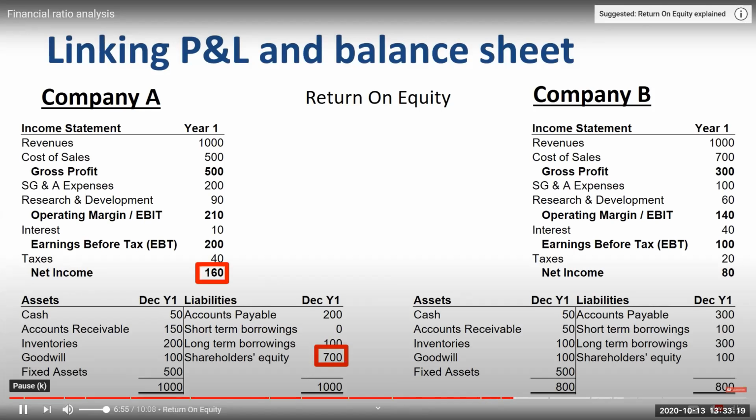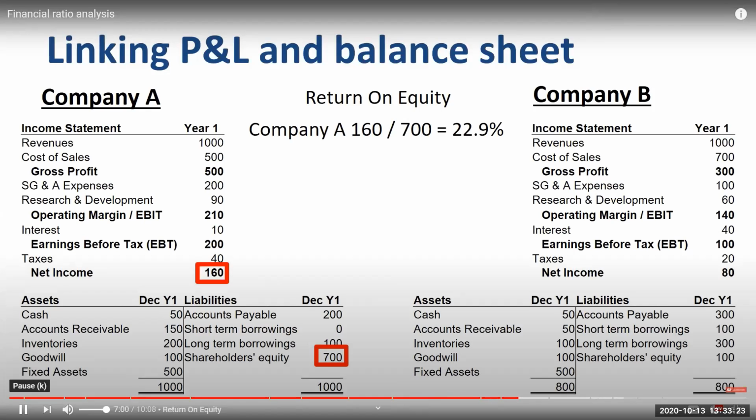For company A, 160 divided by 700, which is 22.9%. For company B, 80 divided by 100, which is 80%. On the return on equity metric, company B far outperforms company A. What is driving that?